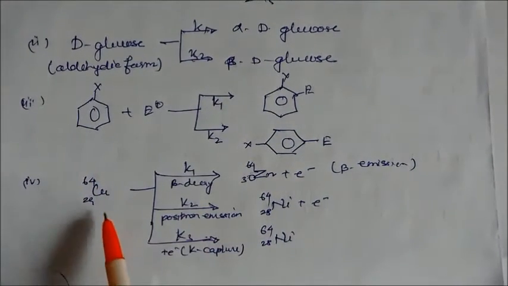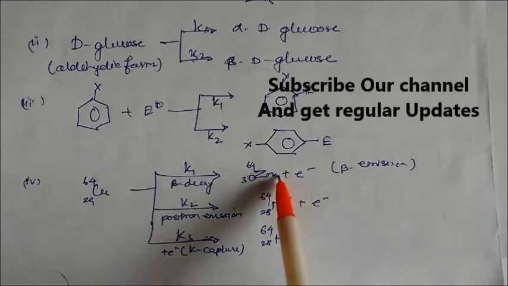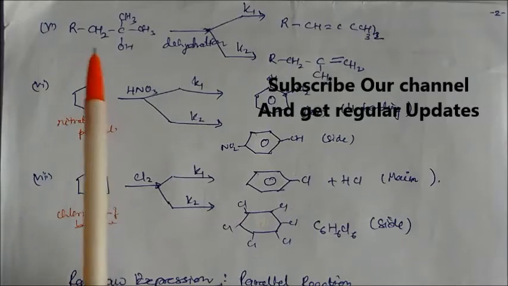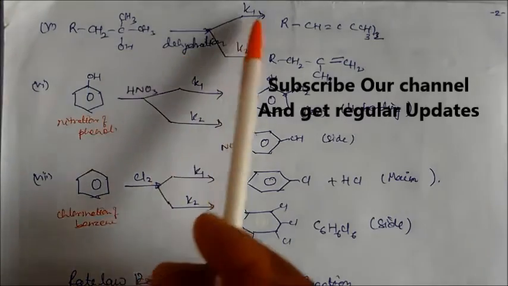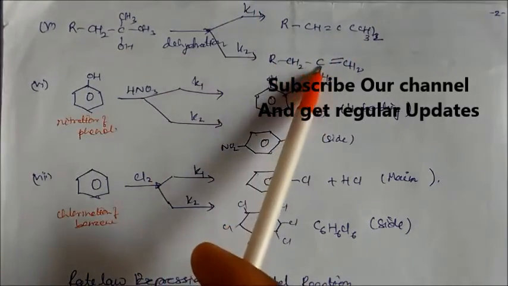Similarly, copper undergoes three different reactions: beta decay, positron emission and K capture. They will give you zinc, nickel and nickel respectively. This is the beta emission, where an electron is produced. Under positron emission, again an electron is produced, and in K3 it is captured. These are the reactions. Then a tertiary alcohol on dehydration will undergo K1 and K2 reactions, giving this product and this product.